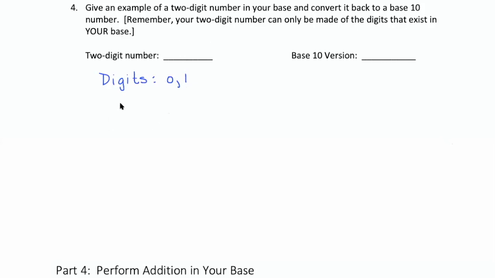I guess I'll go with 1 followed by 0, which is not the number 10. And to make sure you know that, I put the little 2 at the end. So I'm starting with the 2-digit number 10. Now I want to convert it back to base 10. How do I do that? Well, you use the same chart that we've been using before.